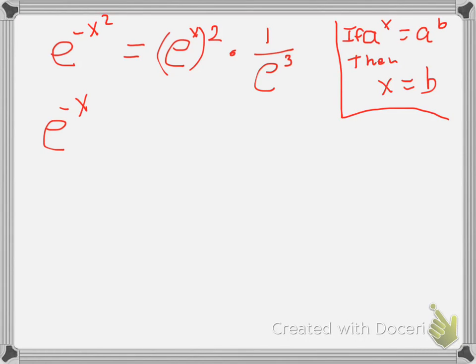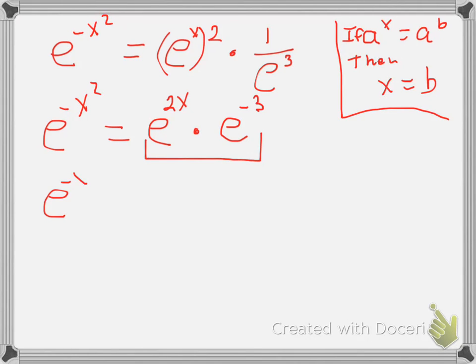We've got e to the negative x squared. Now e to the x squared becomes e to the 2x times, well, this is 1 over e to the third power. If I bring that e to the third power to the numerator, my exponent becomes negative. So now I've got e to the negative x squared equals e to the 2x times e to the negative third power. Well, I can combine these two, and I get e to the negative x squared equals e to the 2x minus 3.